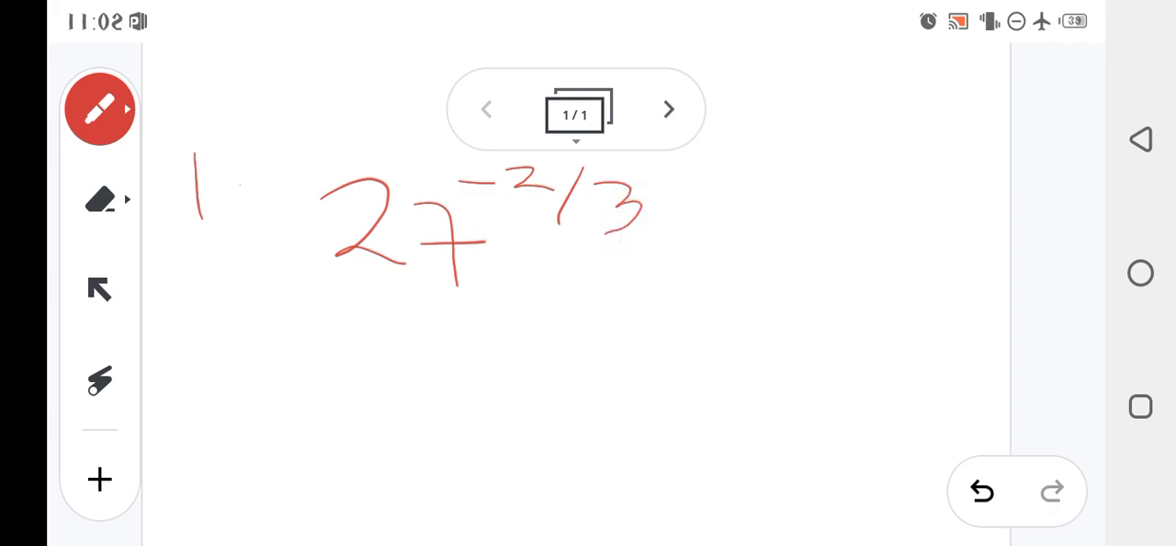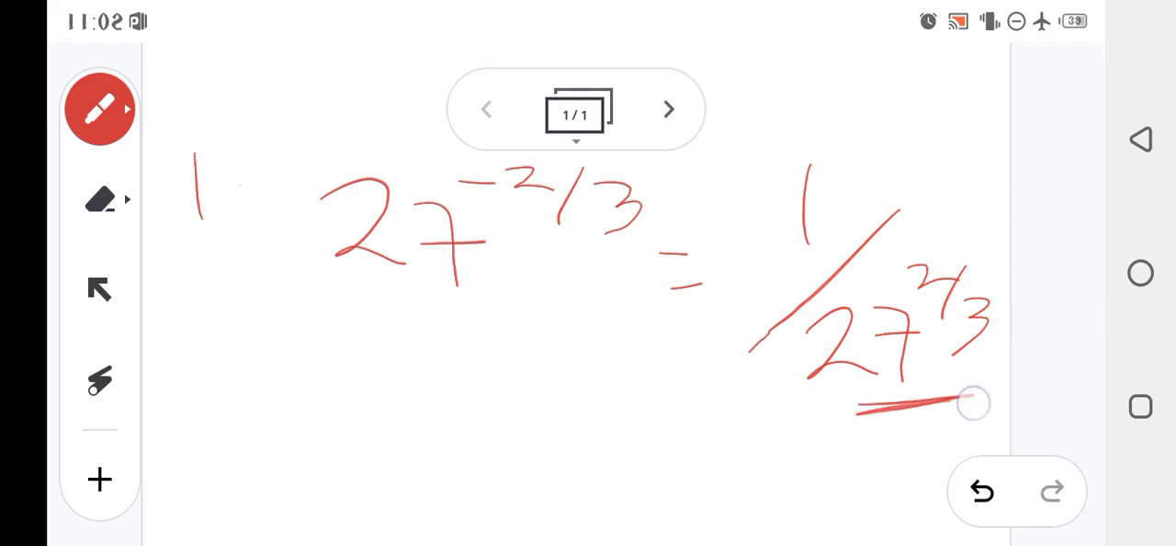Remember, we said something about negative index. In the previous video that I did, I talked about negative index. It simply means that the negative sign here will become 1 over 27 raised to the power of 2 over 3. So you now solve for this.